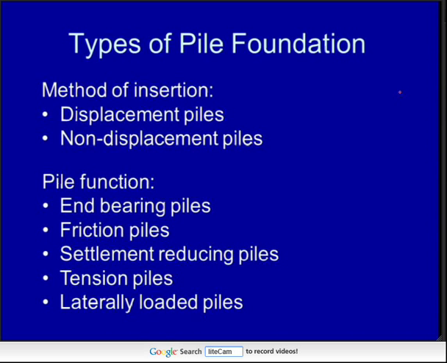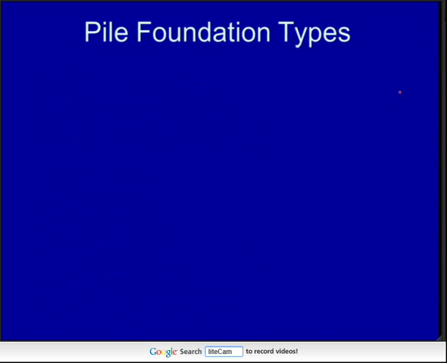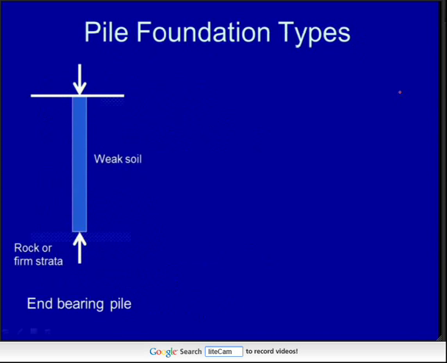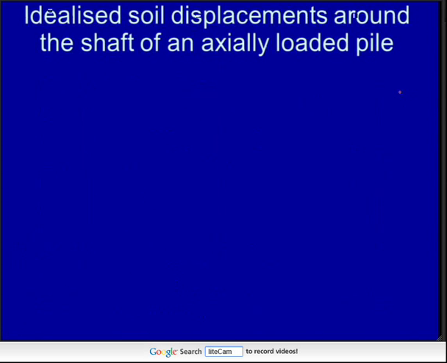Settlement-reducing piles are a rather special category. Sometimes, underneath a raft, we'll put piles in which aren't necessary from bearing capacity, but they reduce the settlement of the raft. So I'll leave those to one side because they're somewhat specialist. Where have we got to? Yeah, we've been through that to there. OK. That brings us to now we understand how piles have got into the ground. We're now starting to understand some of the consequences of putting them into the ground. We're ready to start looking at how piles resist load.